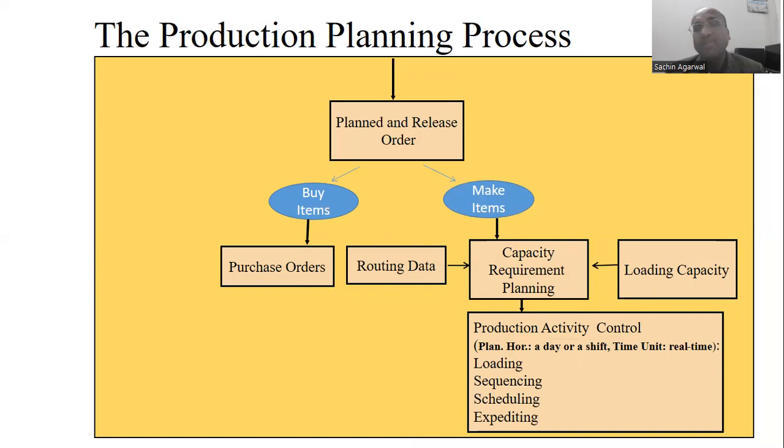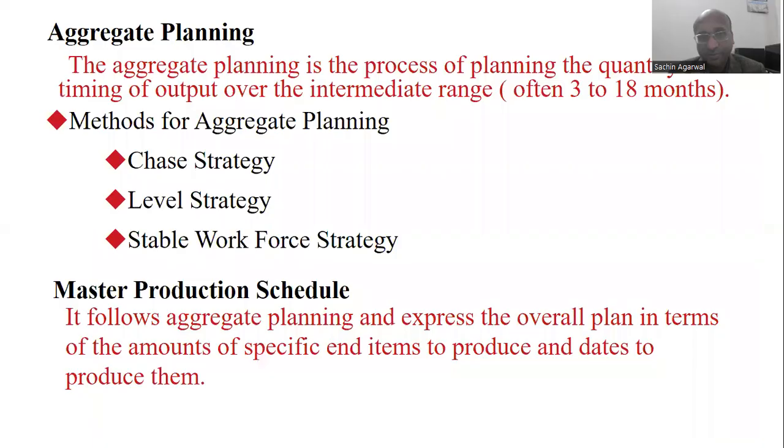This is done through capacity requirement planning, in which loading capacity is considered, how much load is taken by each of the machines, and there is the routing data, and then the production activities are carried out, like loading, sequencing, scheduling, and expediting. So these are all the shop floor activities.